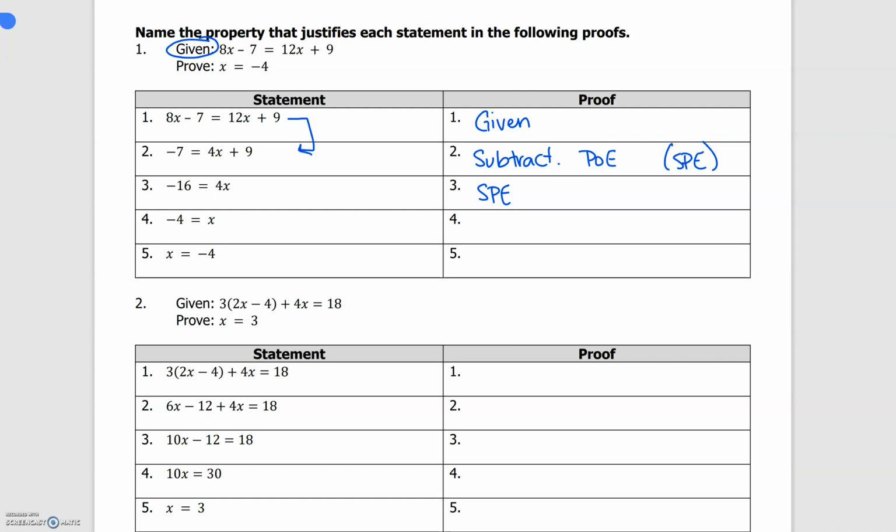And then we are going to go from step 3 to step 4. And that is getting rid of the 4 in front of the x. And how would we do that? That would be division property of equality. So you can either do that or DPE.